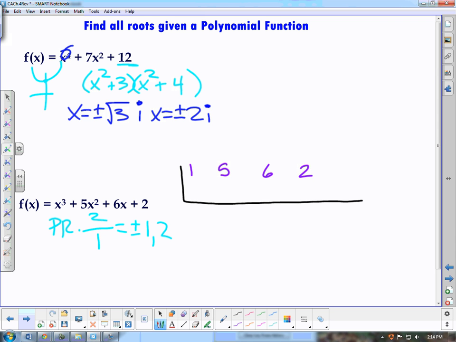You shouldn't start with any of the positive numbers because there are no sign changes, so there are no positive roots. You're just wasting your time if you don't remember that rule and you're trying to figure things out. If you switch this and substitute a negative x into it, that would become negative x cubed plus 5x squared minus 6x plus 2.